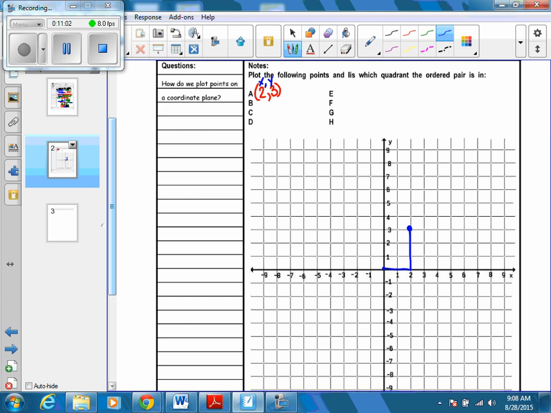So remember, I went to the right 2 because my number is positive, and then I went up 3 because my number is also positive. Remember, we said quadrant 1 always has a positive x and a positive y value. So this is going to be point A. Okay, so point A is in quadrant 1. So we're going to label that on our note sheet. So quadrant 1.